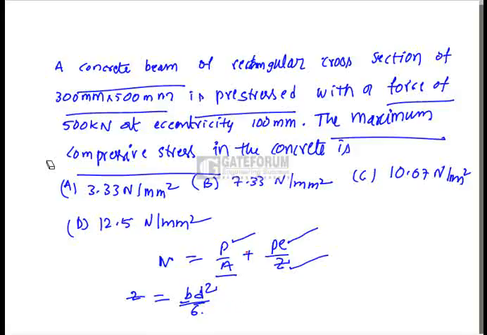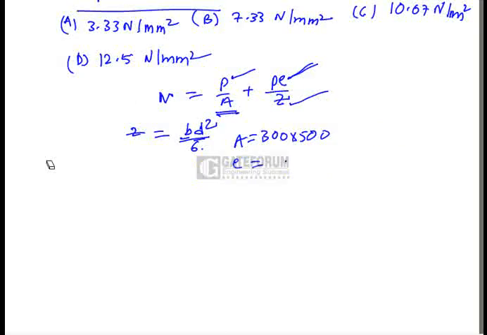So by substituting P 500 kilonewtons and A 300 into 500, E is equal to eccentricity of the beam, that is equal to 100 mm. So the maximum compressive stress, we will get it as 7.33 Newton per millimeter square. We have to be very careful about the units. All dimensions have to be in a single format. So answer B is correct.